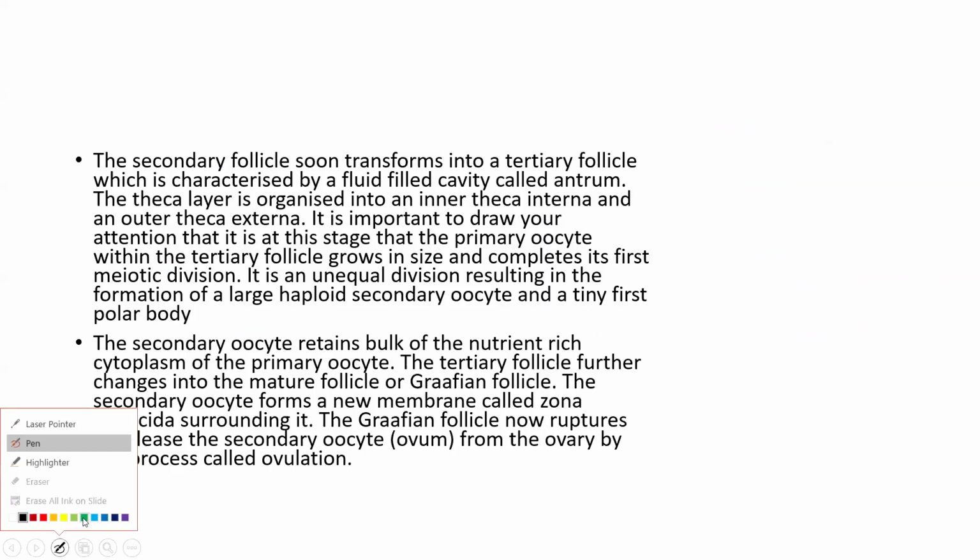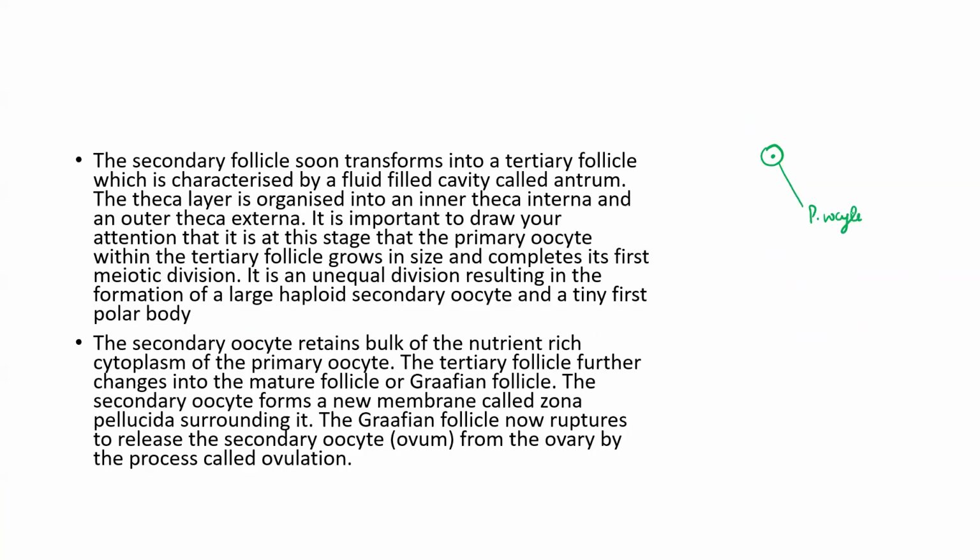The secondary follicle will change into a tertiary follicle. This is your primary oocyte. Clear? And this is your granulosa. We are drawing it this way. This cavity is appearing. This cavity is a fluid-filled cavity, also known as the antrum. This cavity has appeared, and you are finding that the theca is differentiated into two layers. This is the theca interna and this is the theca externa. So the theca is differentiated into theca externa and theca interna.